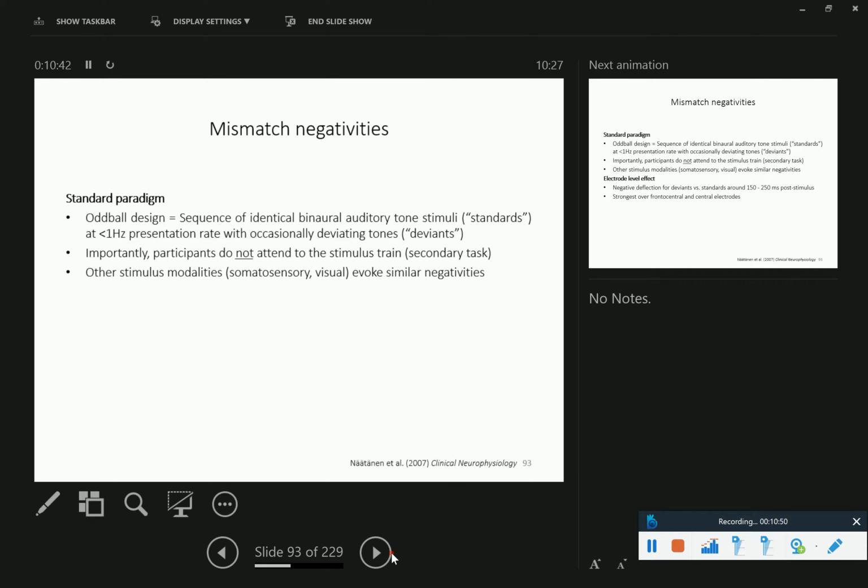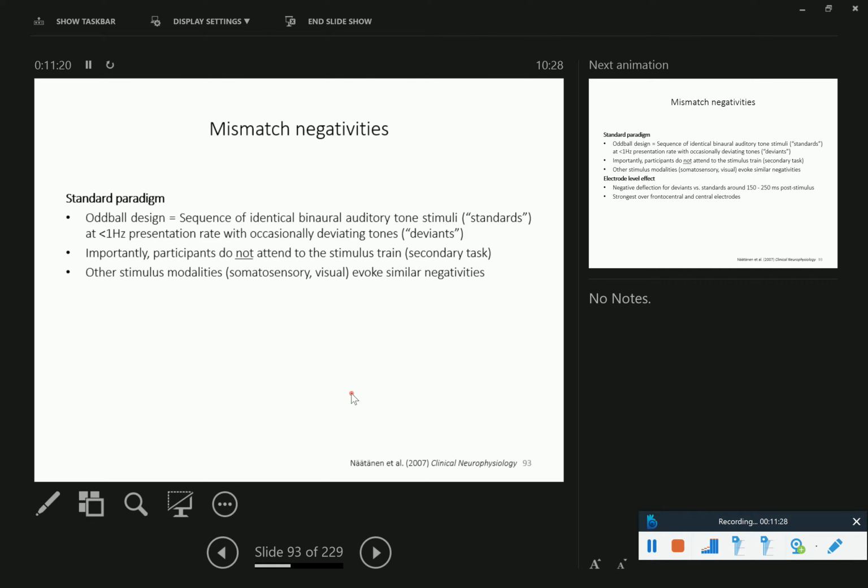That's about it. The important thing is that in the mismatch negativity paradigm, people don't attend to the stimulus train. So they usually do a secondary task like watching a movie. Doesn't really sound like a task, but that's a typical thing. So they are not actively processing the stimulus sequence by either overtly responding to it or covertly doing something with it, like counting how many deviants there are. They're not doing any of this. They focus on something else.